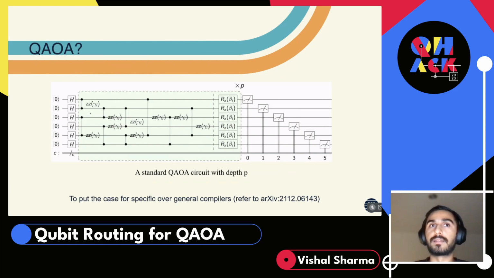In the interest of time, I'm not going to go into details of QAOA, but all you need to know in order to understand the rest of the talk is that it's essentially a variational algorithm that, like other variational algorithms, consists of an entangling layer, as you can see from the picture, and a bunch of single qubit RX gates, right?